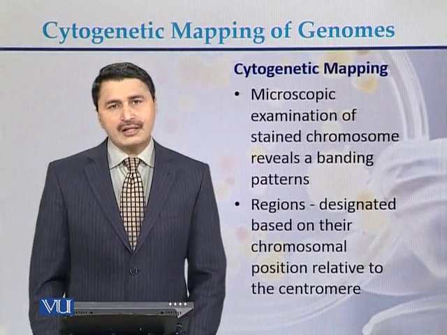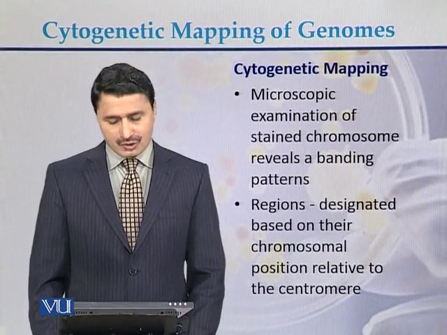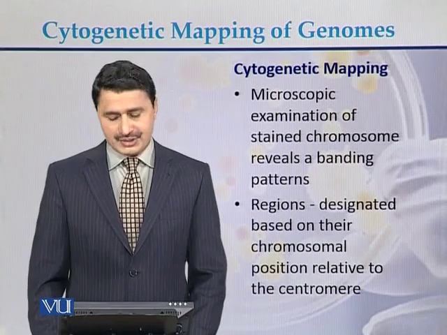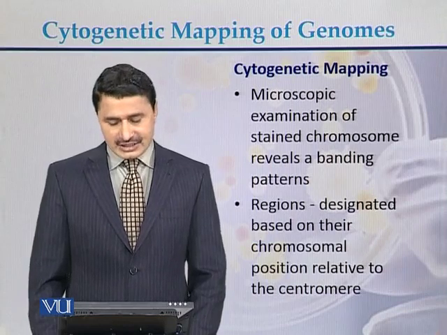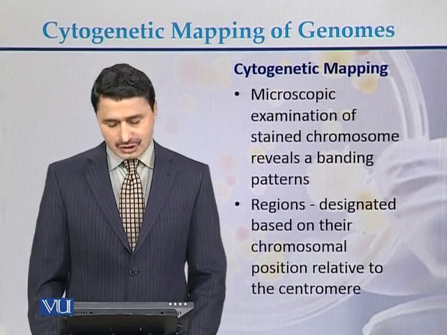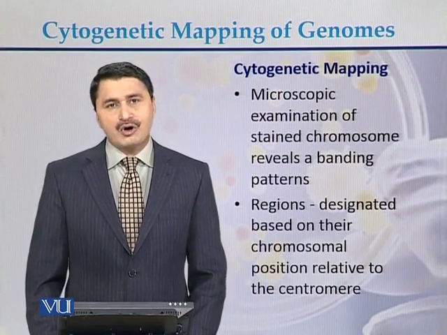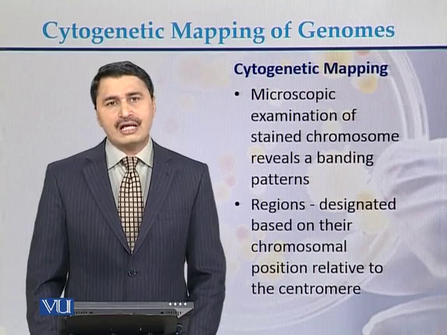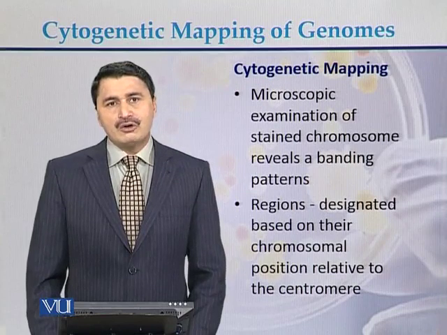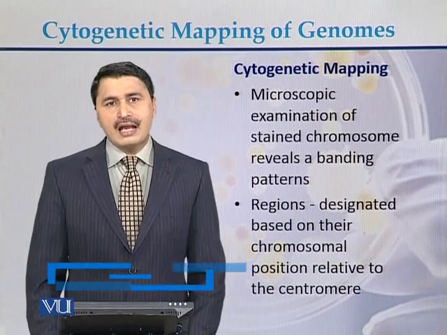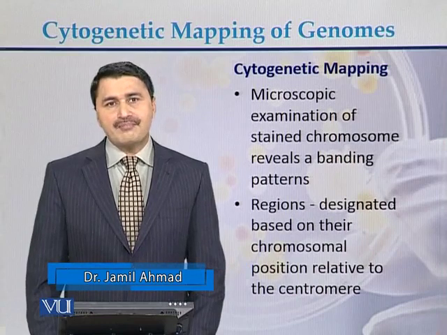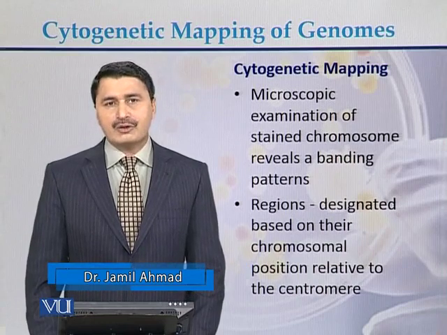Cytogenetic mapping of genomes. Microscopic examination of the chromosomes reveals a banding pattern. Regions are designated based on their chromosomal position relative to the centromere. This is another type of genome mapping, which is called cytogenetic mapping, in which we look at the chromosomes under the microscope and we see different banding patterns.